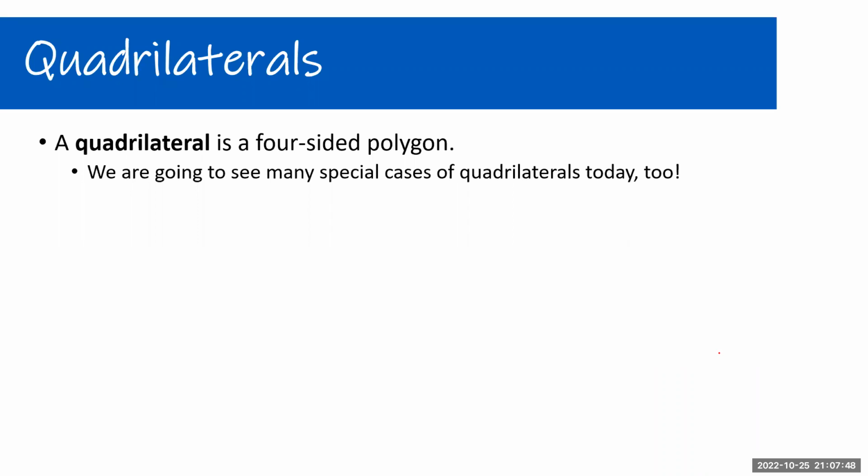The next step from a triangle is a quadrilateral. And a quadrilateral is a four-sided polygon. You can think about quad being four. We're going to see lots of special cases of these today too, and there are even more than what we talk about in this class.